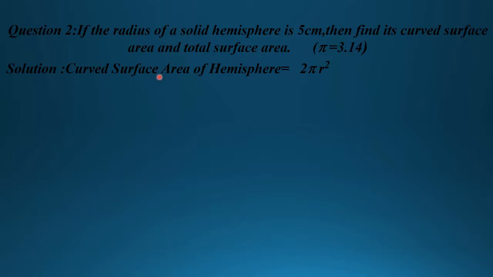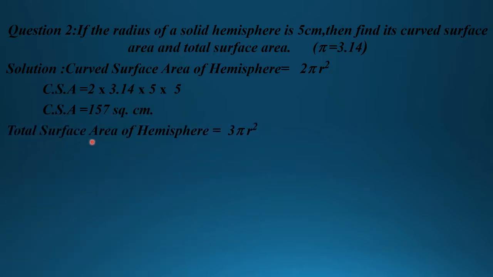Now here a hemisphere is having curved surface area also and total surface area also. Therefore, curved surface area of hemisphere is equal to 2 pi r square. Substituting the values, curved surface area is equal to 2 multiplied by 3.14 multiplied by 5 multiplied by 5, where 5 is the radius. Therefore, curved surface area is 157 square centimeter.